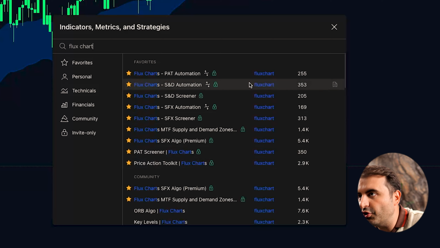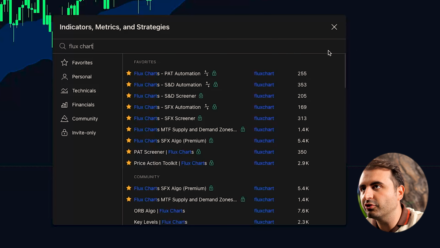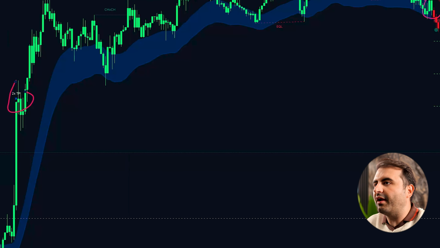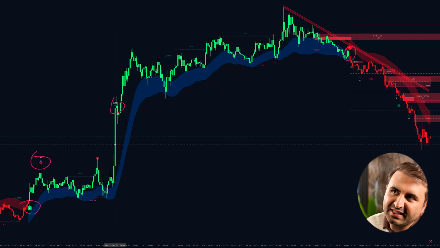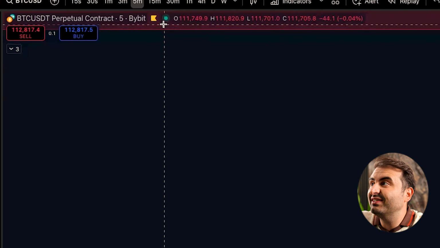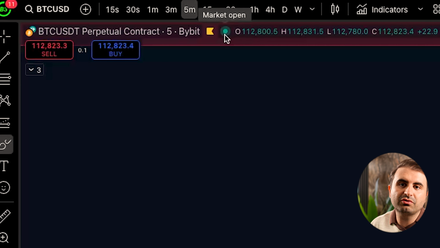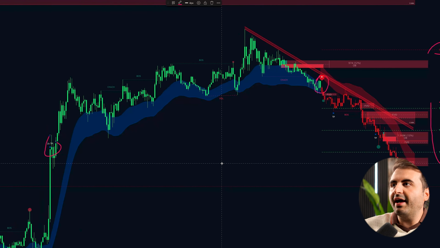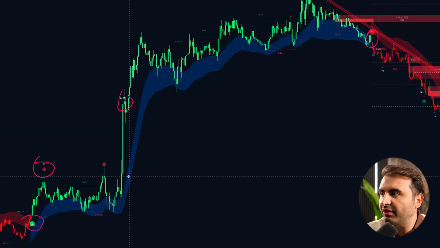So let's continue. Click all of them to add to your chart. And after you add them to your chart, you will see something like this. Obviously, you will not get the same signals. This is, by the way, real-time data, and we will be trading on the 5-minute time frame. Let's look at the chart, right? It's quite simple to use, by the way.